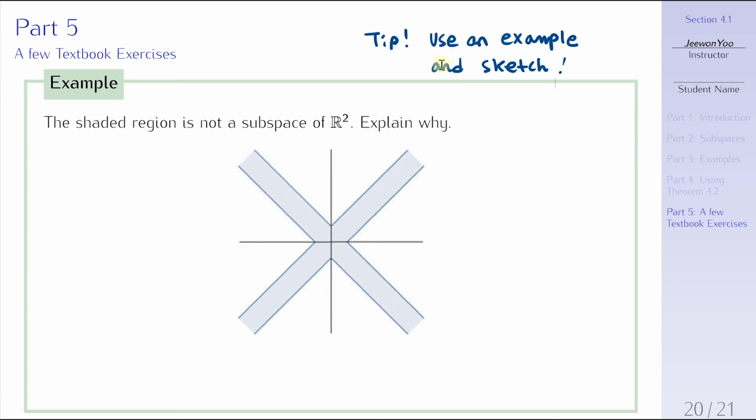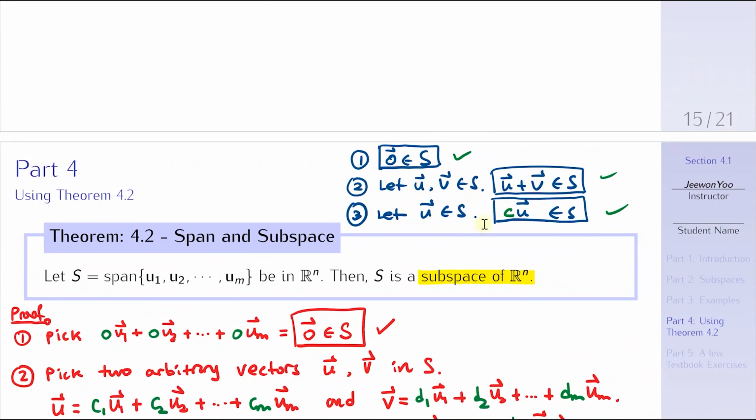The idea is how about we pick some examples, such as one vector here and one vector here, and so on, and show that this set over here, the shaded region, is not a subspace of R2. In order for this to be a subspace, you need to satisfy these three things. 0 must be in S.